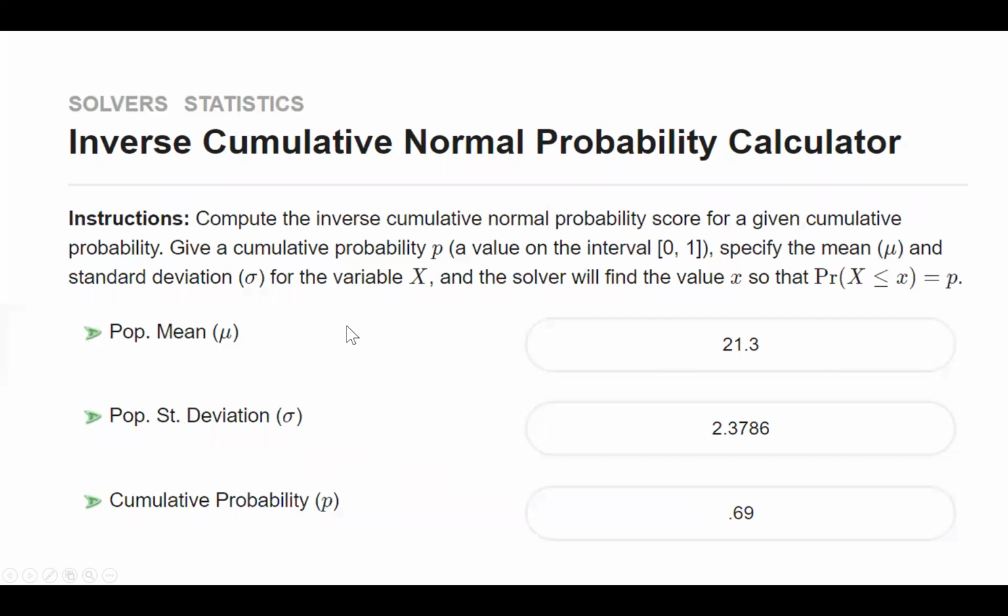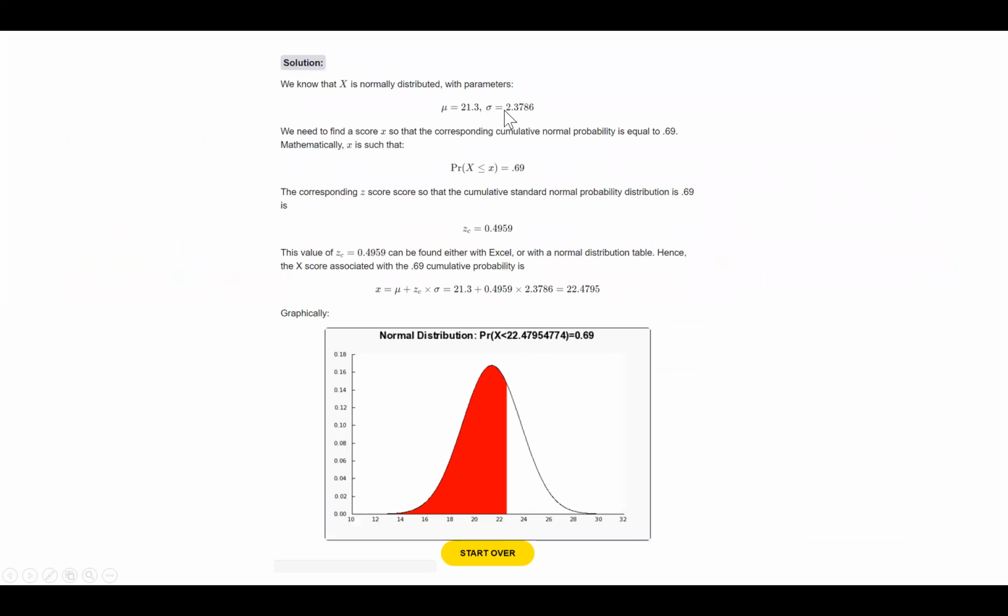Okay, so let's go backwards. So here's a go, click on the inverse normal probability calculator. That's the one. I thought this was a lot more straightforward. You plug in your mean, plug in your standard deviation, you plug in the percentile that you need to get to. In this case, 0.69. Click calculate and it gives you exactly what we need, which is 22.4795 is what we got here. So do that, that's cool. Get ourselves what we need.